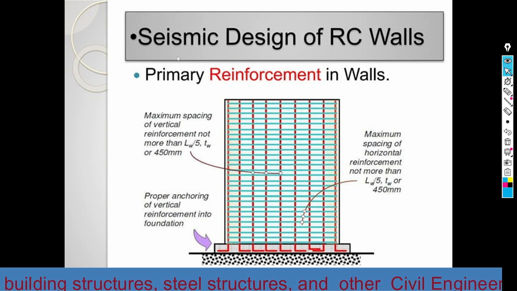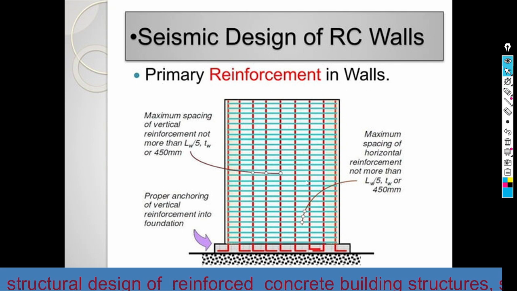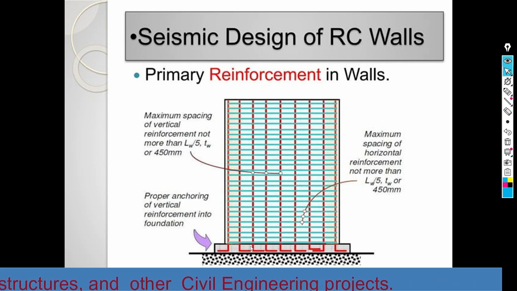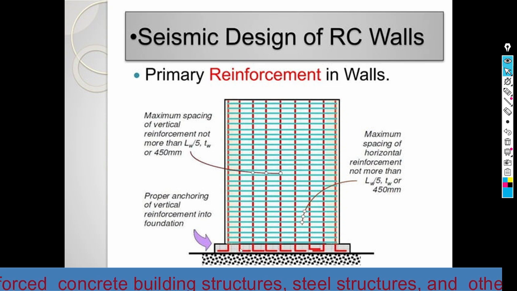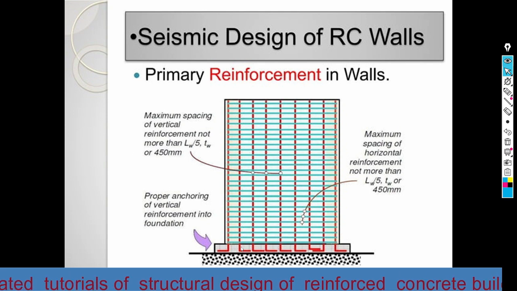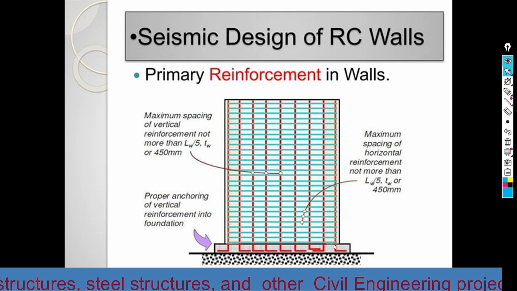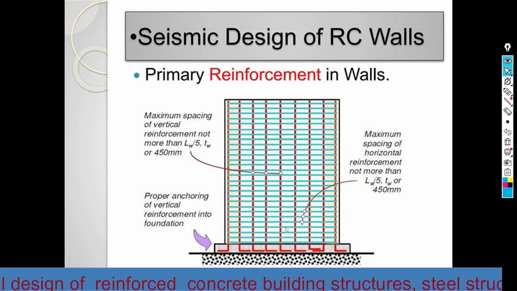And here the primary reinforcement in a shear wall looks like this one. Here this one is for a shear wall without a boundary element. That means a wall which is subjected to insignificant tensile stresses and compressive stresses. So this is a uniform reinforcement arrangement.